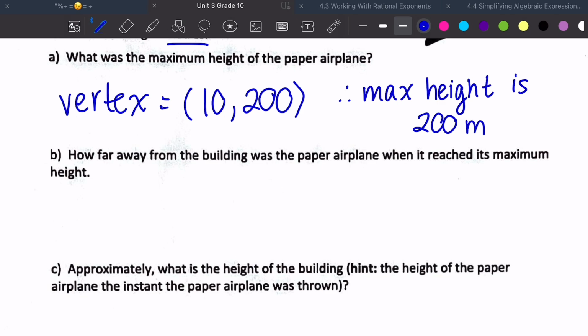So how far away was it when it reached its max height? That's just the X value of your vertex, which is what? What's the X value of the vertex? X value of the vertex.